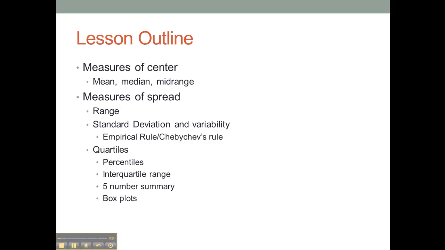If you don't know how to calculate mean, median, or mode, you need to go back to the review videos all the way in the week one folder. That'll tell you how to do that. I'm going to spend very little time on the mean, the median, and the mode. I'm going to talk a little bit about the mid-range. Then we're going to talk about measures of spread, which is range, standard deviation, and variability. We're going to talk about quartiles and percentiles and interquartile range and the 5-number summary and box plots.